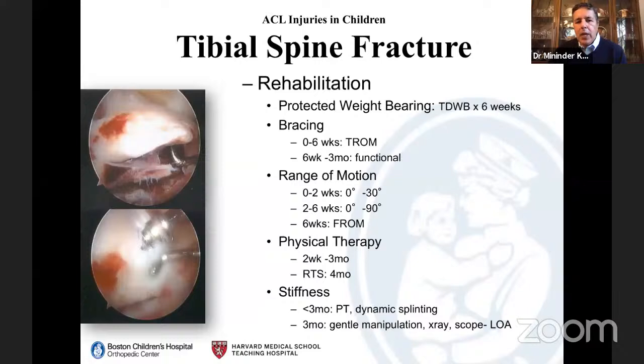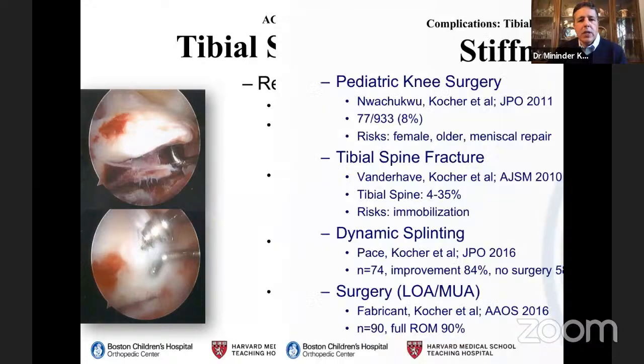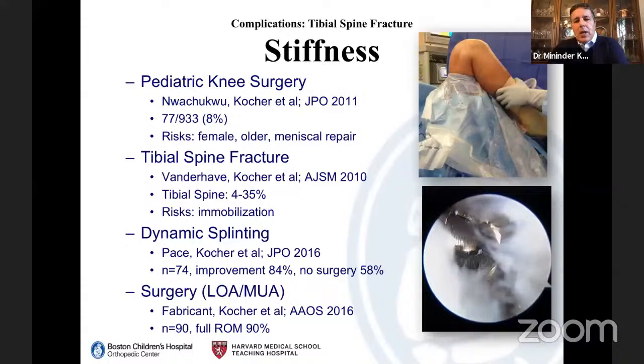One of the main complications of this fracture is stiffness. And so if we see stiffness, I think it's important to get on it early. So less than 3 months, physical therapy and dynamic splinting. If greater than 3 months, we proceed to a gentle manipulation, arthroscopy with lysis of adhesions. This has been a vexing complication for us, and it's something we've tried to study.